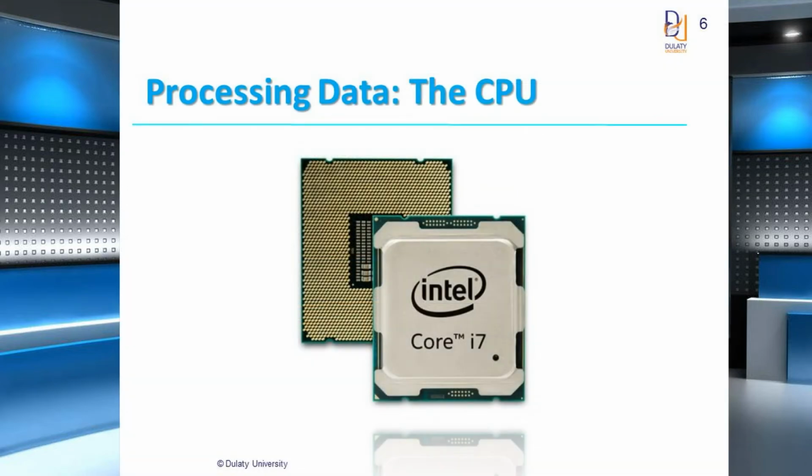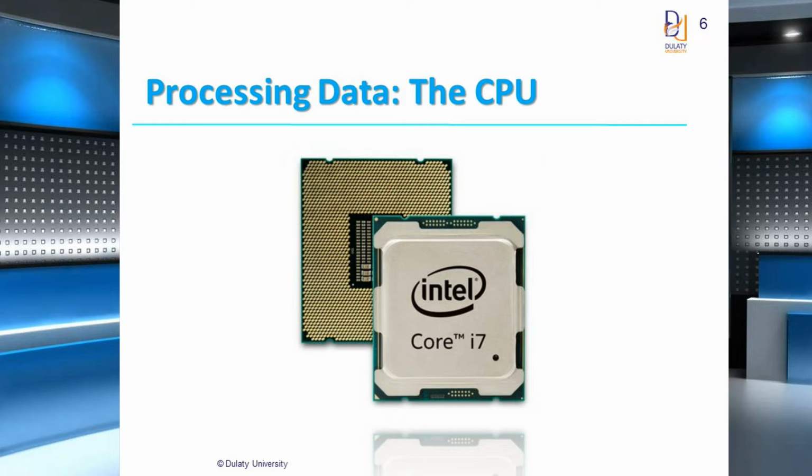Processing data. The CPU. As stated above, most computer devices have a similar architecture. The core of this architecture is the Central Processing Unit, or CPU. The CPU can be thought of as the brains of the device. The CPU carries out the commands sent to it by the software and returns results to be acted upon.